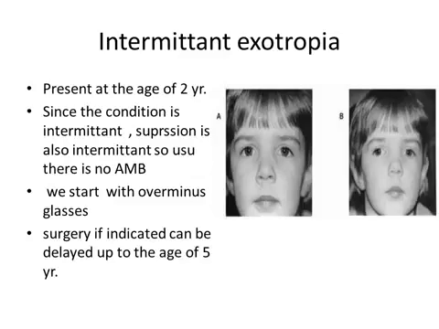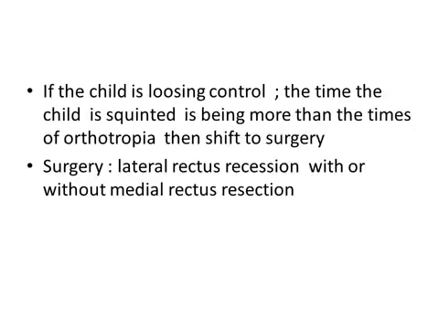Surgery is usually delayed. When there is no correction until the age of 5 years, we will do surgery. So if the child is losing control, when the time of being squinted is more than the time being orthotropic, then we shift to surgery. And surgery is by weakening the lateral recti by recession, with or without strengthening of the medial recti by doing resection.